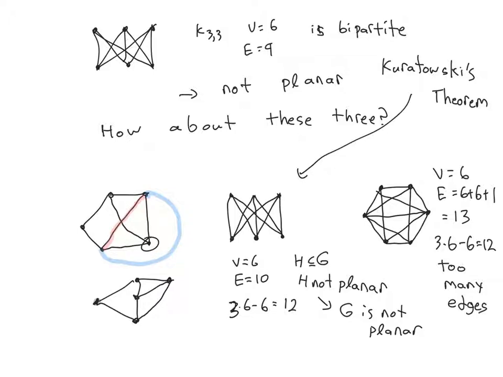And so our answer should be yes, no, and no. And those are our explanations. In one case it's because we found a subgraph that's not planar. In the other case it's because we had too many edges. And in the other case, we actually found a plane drawing. And so that's how you show if a graph is planar or not without using Kuratowski's theorem.